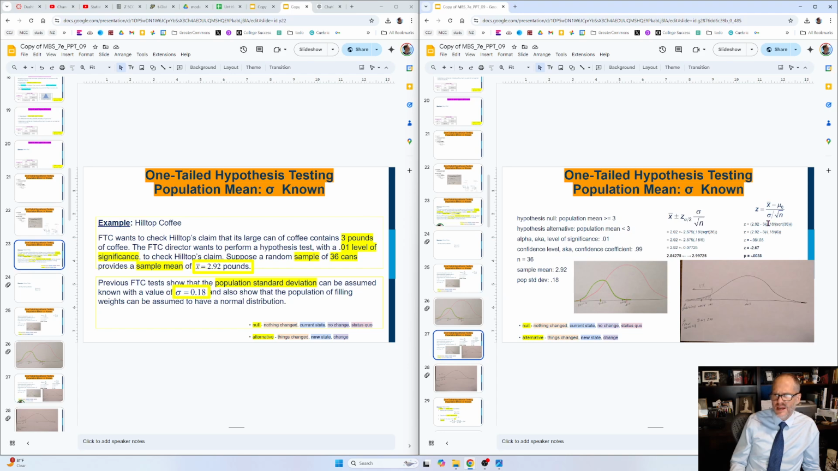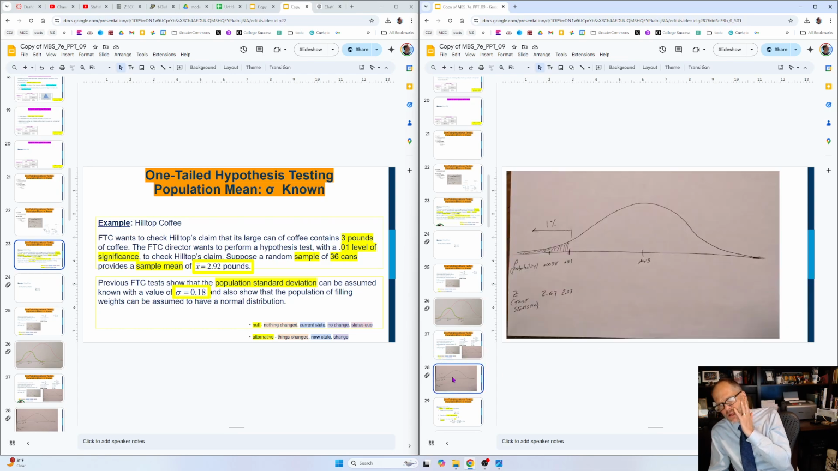And then also you could do this calculation for a one-tailed hypothesis test of the population mean where the population standard deviation is known. You can get your z-value and then get your p-value. When you have your z-value and your p-value, you're able to do the p-value approach, and you could also do the critical value approach.